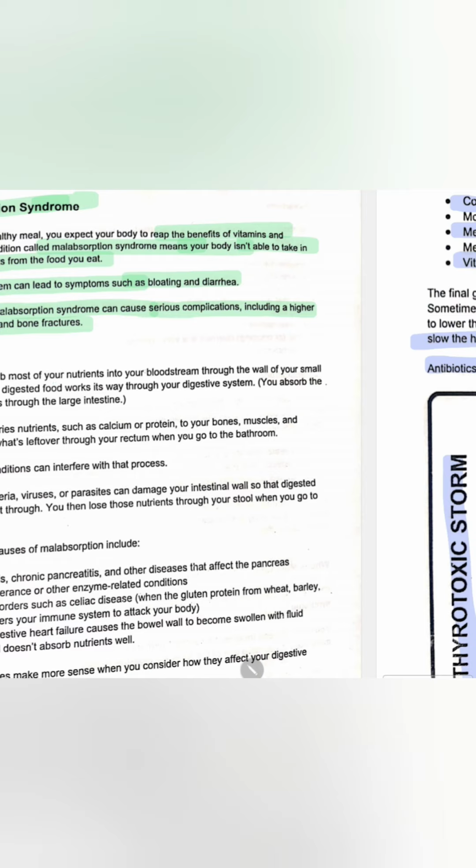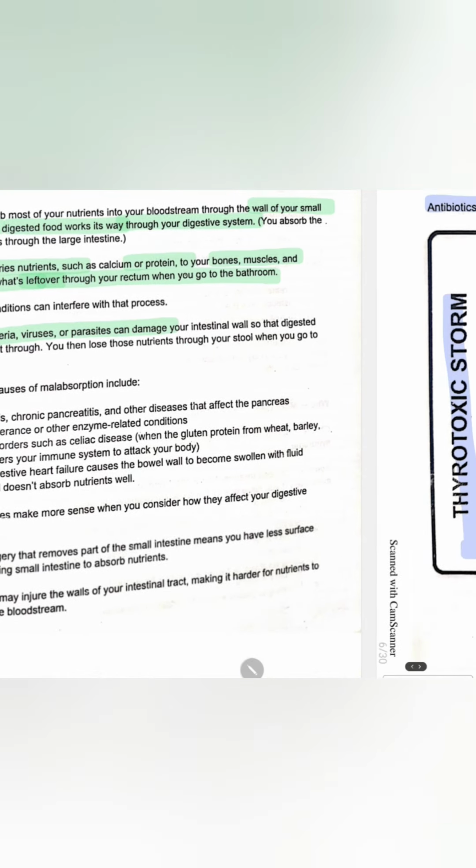Normally the intestine absorbs all the nutrients into the bloodstream through the wall of the small intestine, and digested food works its way through the digestive system, and blood then carries nutrients such as calcium and proteins to the bones, muscles and organs, and the body expels the leftover through the rectum. Several medical conditions can interfere with this process. The following are infections from bacteria, viruses or parasites. They can damage the intestinal wall, and the digestive substances cannot go through, and one can lose the nutrients through the stool. Some of the other causes of malabsorption include cystic fibrosis, chronic pancreatitis and other diseases that can affect the pancreas, lactose intolerance or other enzyme-related conditions, and intestinal disorders such as celiac disease, where the gluten protein from wheat, barley and rye triggers the immune system and attacks the body.